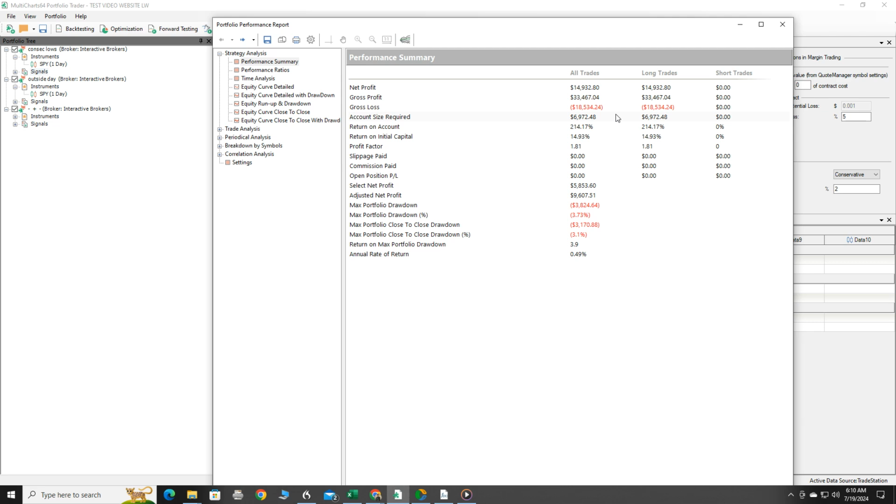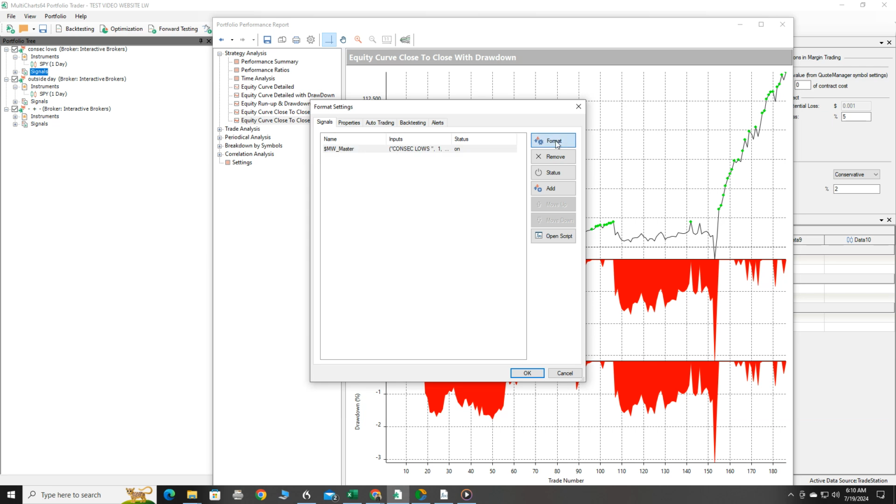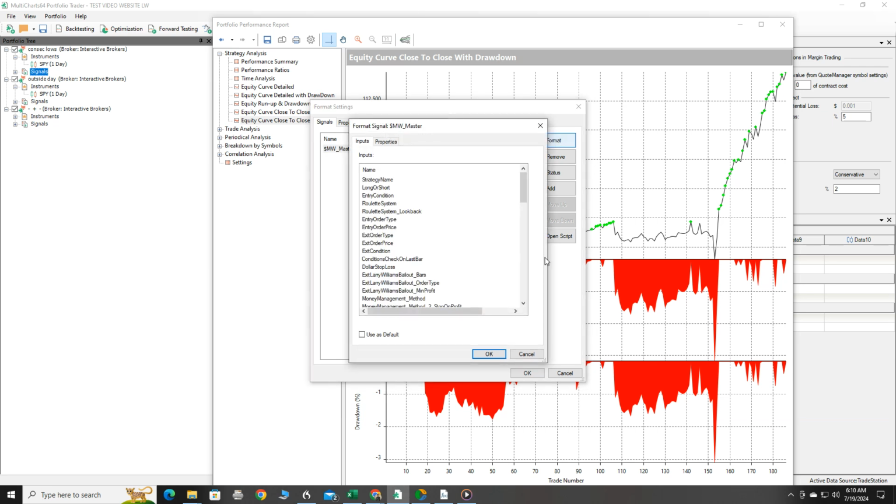It made $14,932, and here's the trend line. Rather choppy, went sideways for many years, and then took off. This is based on these 3 strategies, and there is money management here on the strategy level, not the portfolio level.